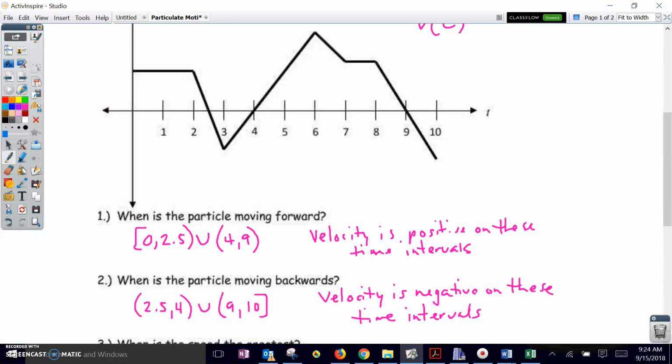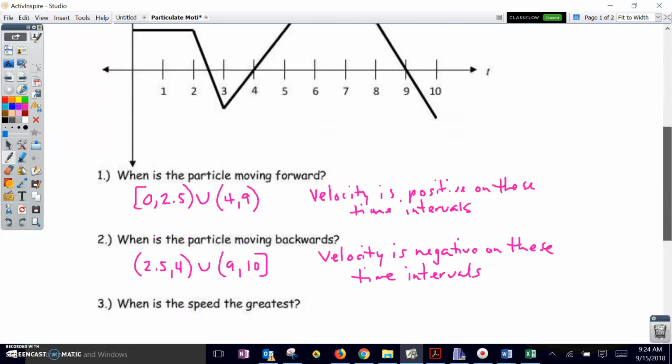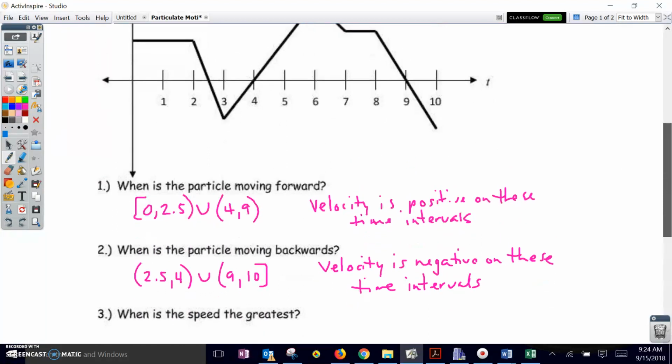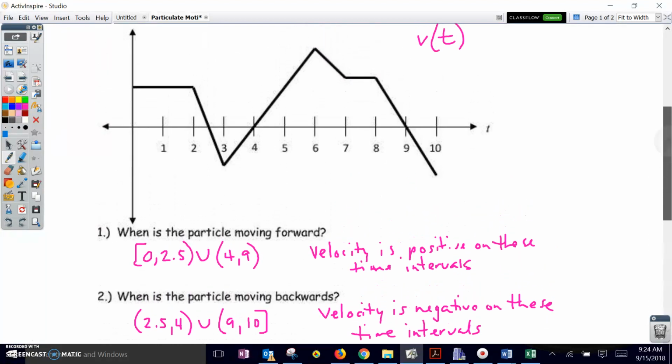Alright, next, question number 3. When is speed the greatest? Okay, speed is the absolute value of velocity. And so if you could imagine a graph of the speed function, that would just take all the velocity that's below the axis, move it above the axis, and if we're looking for the place where the speed is the greatest, it's going to be the highest point on this speed graph, which happens right here at time 6.